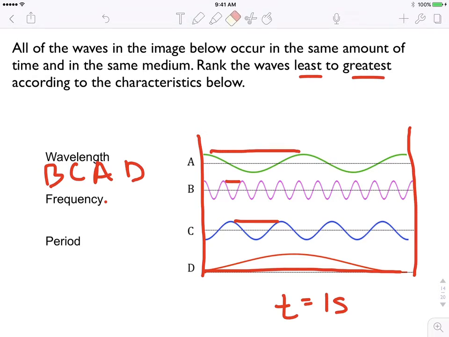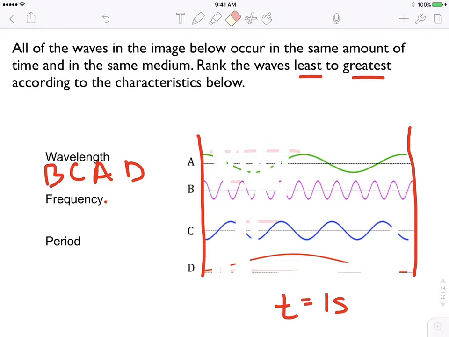Okay? All right, now frequency. What is frequency again? Well, let me just remind you. Frequency is the number of cycles or the number of oscillations that occur in 1 second. If we have determined that all of these waves occur in 1 second, the only thing we have to do is count their wavelengths, and that will help us put the order of frequency from least to greatest.